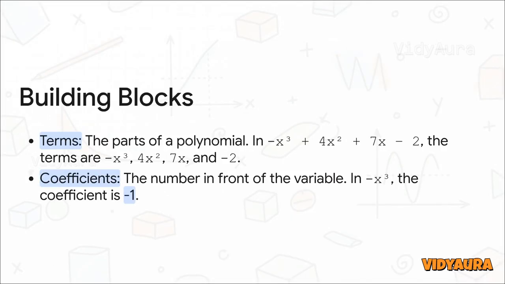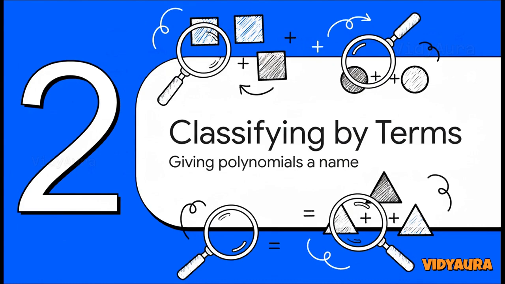So every polynomial is made up of a couple of key parts. First, we have terms. These are just the individual chunks of the expression that are being added or subtracted. So in this example here, negative x cubed, 4x squared, 7x, and negative 2 are the 4 terms. And that number sitting in front of the variable in each term, that's called the coefficient. So for 4x squared, the coefficient is 4. And for negative x cubed, the coefficient is minus 1. Simple, right?